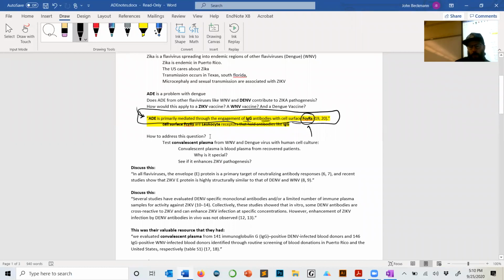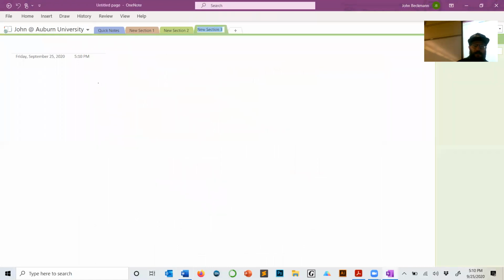Okay, so what's the approach of this paper? Let's start thinking about some of the approaches they take to investigate this question of whether there's going to be antibody-dependent enhancement. How would you address this question? Or how do they address this question? They used recovering mice that had Zika infection? Not recovering mice, well, because I looked up what convalescent was.